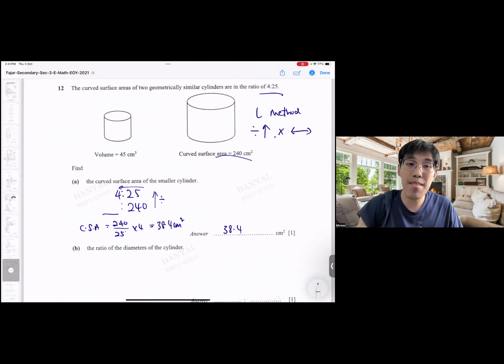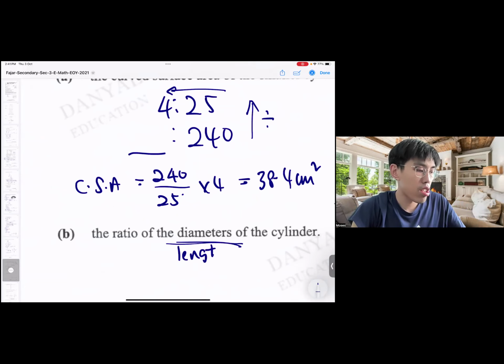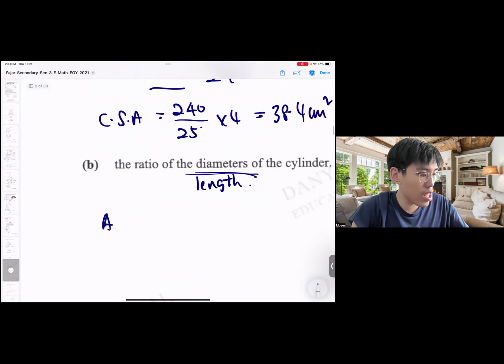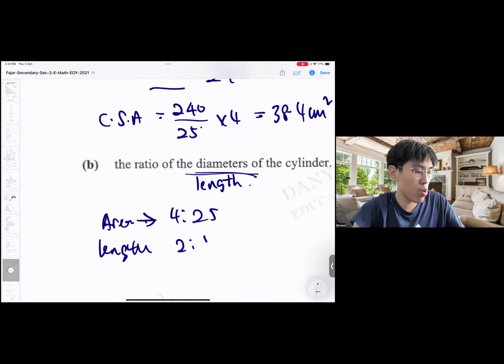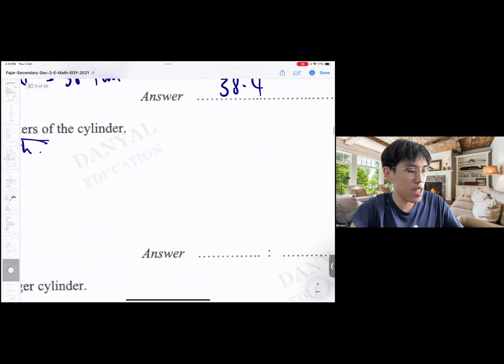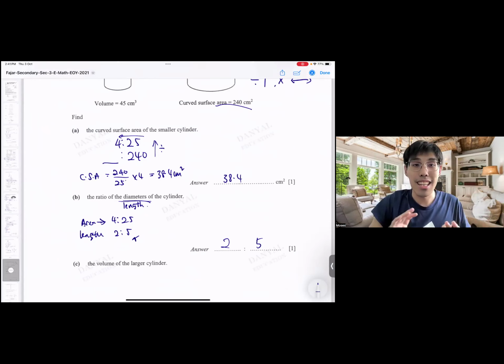And the ratio of the diameters of the cylinders. Remember, when they say diameter, means what? This is a measure of length. So we need the length scale. But the scale that we are given here is the area scale because it's 4 to 25. So in order to find the length scale, we square root both numbers, which will be 2 to 5. So answer 2 to 5. That's it. Legit, that's it.